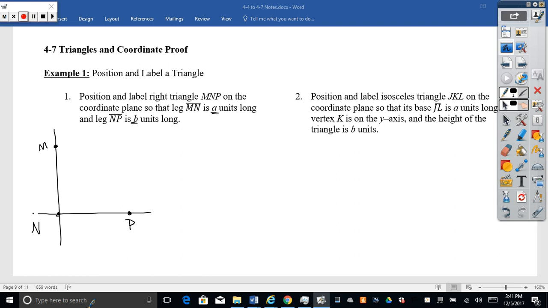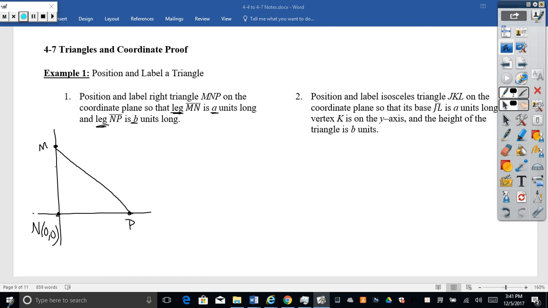Okay? And so that way, when I draw my right triangle, this triangle right here, we have a leg NP right there. We have a leg MN right there. And now we want to figure out their ordered pairs. Now let's start with the easiest one. The easiest one is N, and that's at (0, 0). Okay, that was simple, not hard at all.